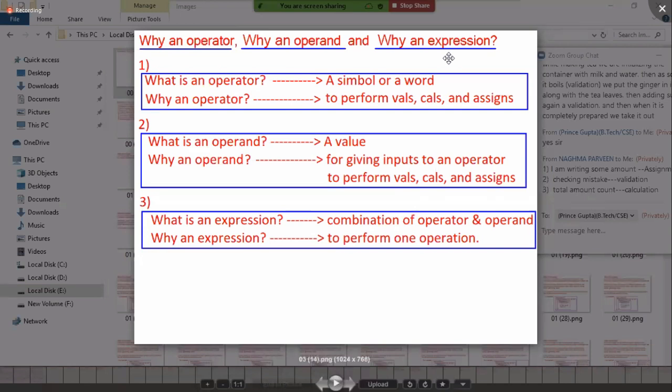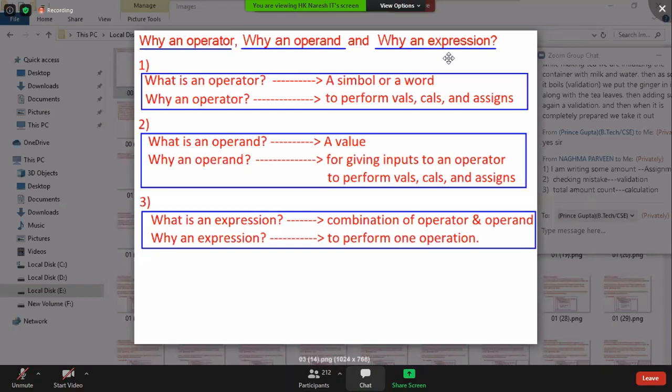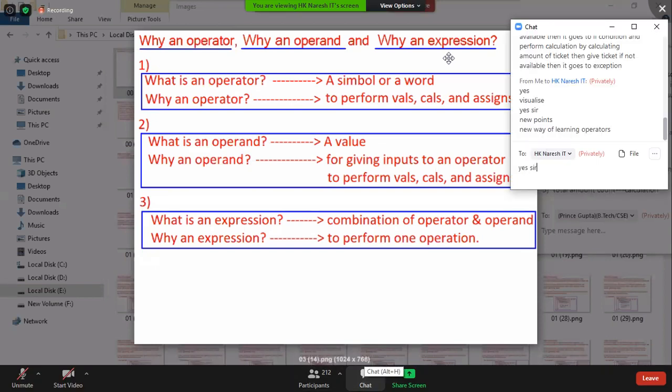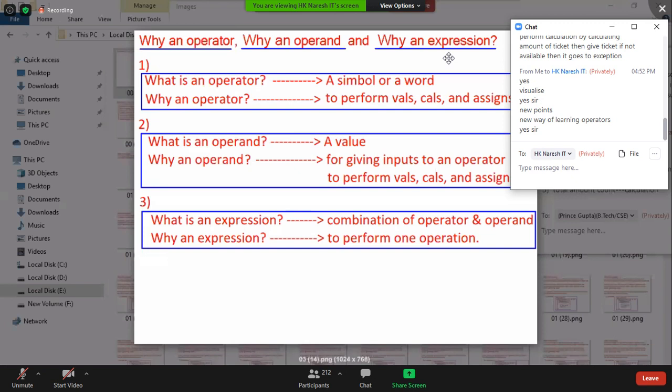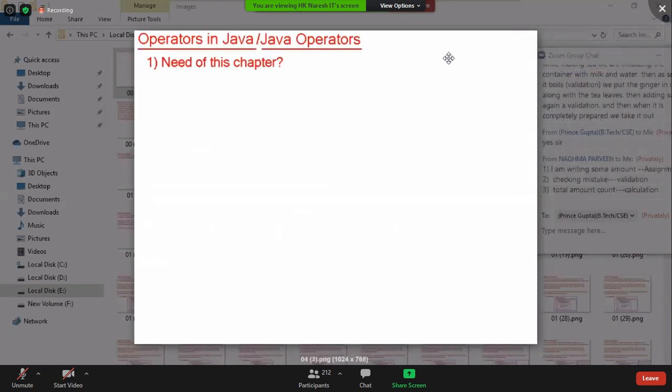Finding the total salary of an employee, what HRA he has to pay, what tax he has to pay. All these calculations come under what? Expression. So I hope you got the full picture on what is an operator, why operator, what is an operand, why operand, what is an expression, why expression. Now we have completed the need of this chapter.